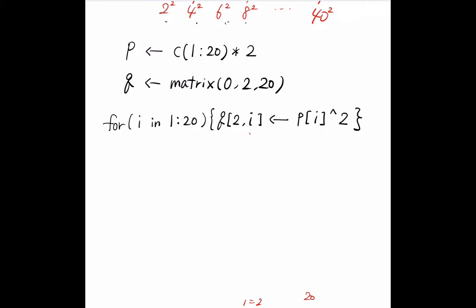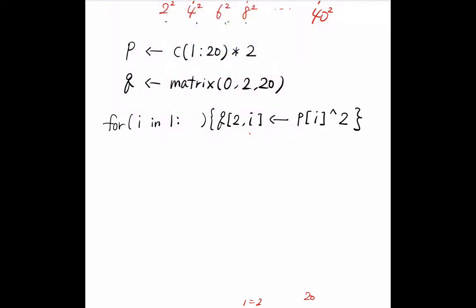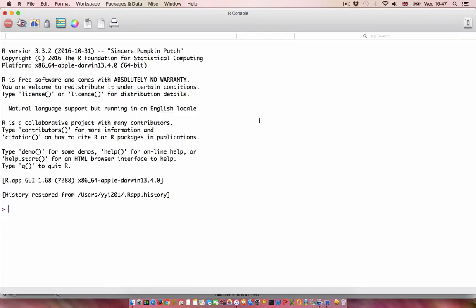Okay, and actually for our understanding, if we have some other number here, instead of 20, suppose I have 7 here, then I will repeat this task for I equal 1, 2, up to 7. Okay, so let's do that using R.